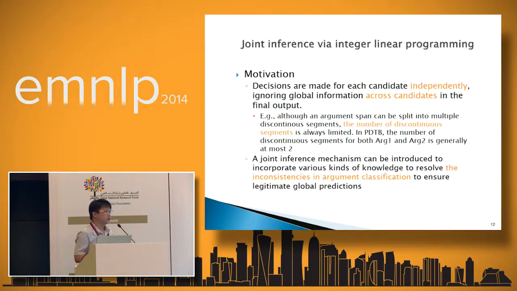Also, using this constituent-based approach, we observe that the decisions for each candidate are made independently, and we ignore the global information across candidates in the final output. For example, an argument span can be discontinuous, split into multiple non-adjacent segments, but in the PDTB, the number of discontinuous segments is generally at most 2. So if we have too many discontinuous segments, then there is probably some error with the classification. In order to address this, the paper proposed a joint inference mechanism that is able to resolve the inconsistencies in argument classifications.